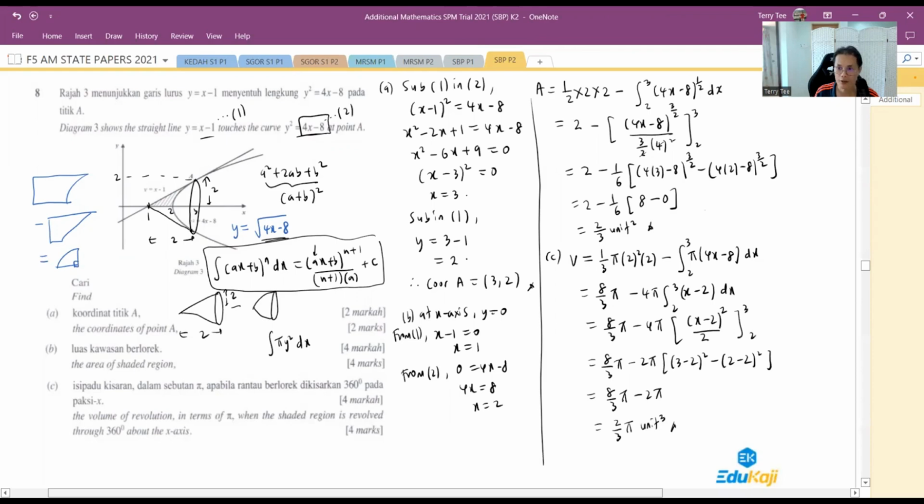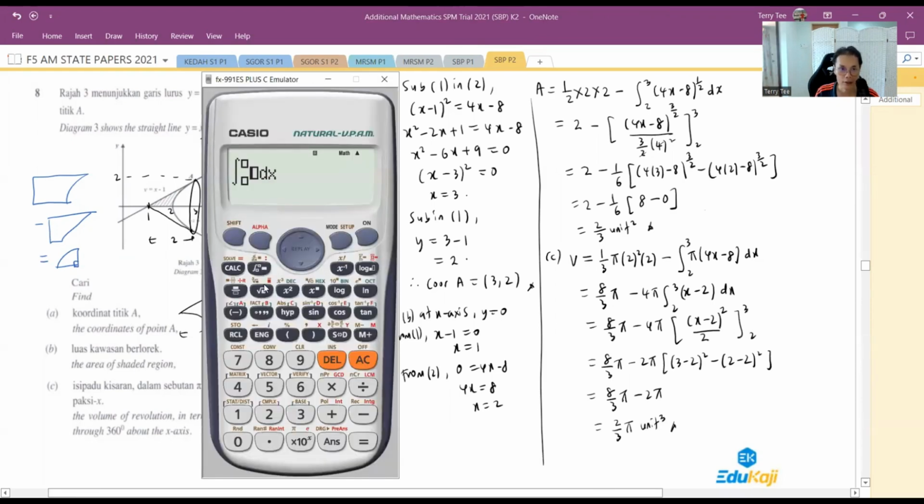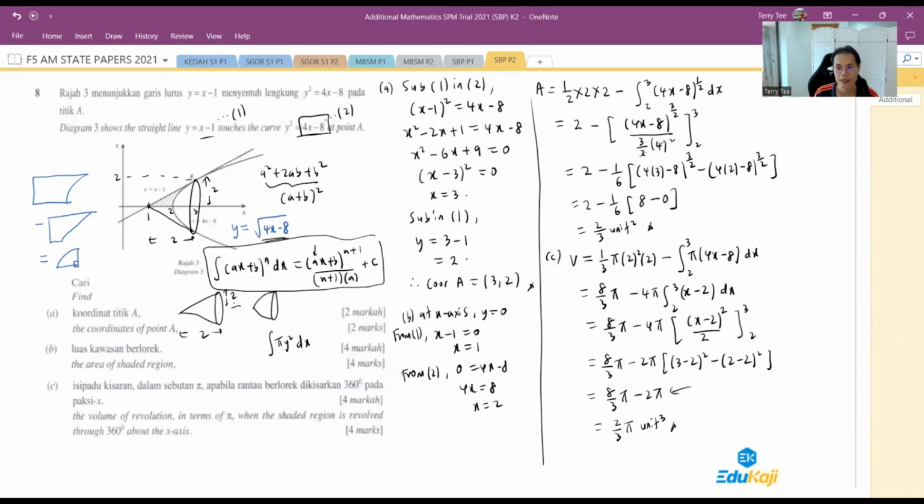Okay, again, now you can use your calculator to double check. You can integrate 4x minus 8, lower limit 2, upper limit 3, just press equals, you should get 2. See, it's 2 over here, just add a pi. So 8/3 minus 2, I got 2/3.